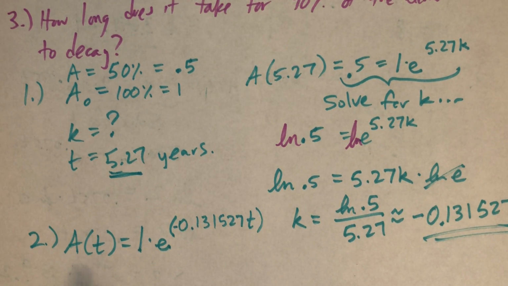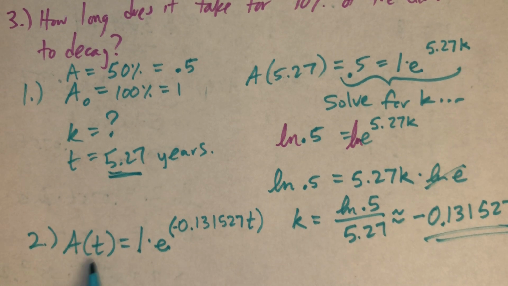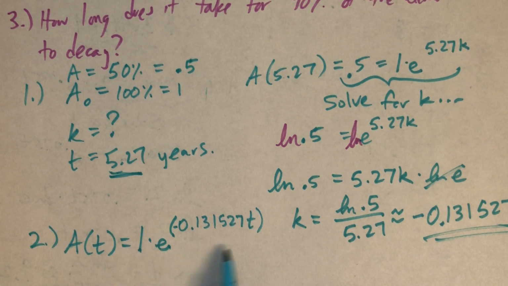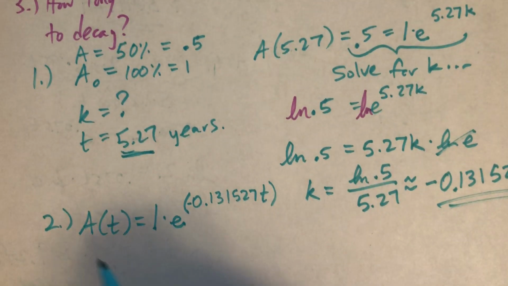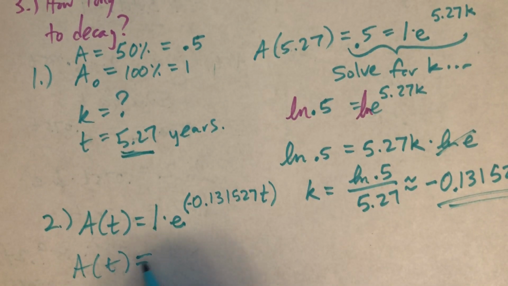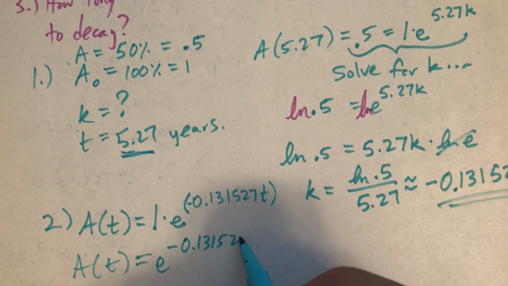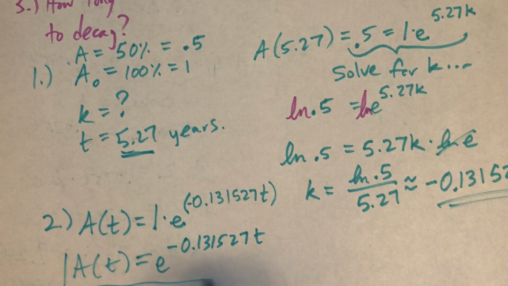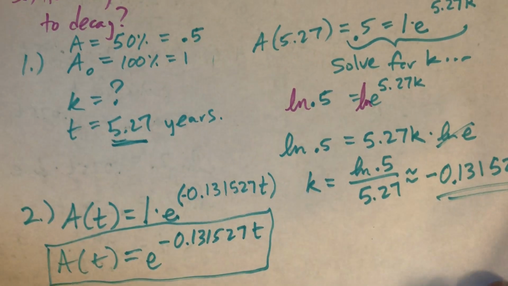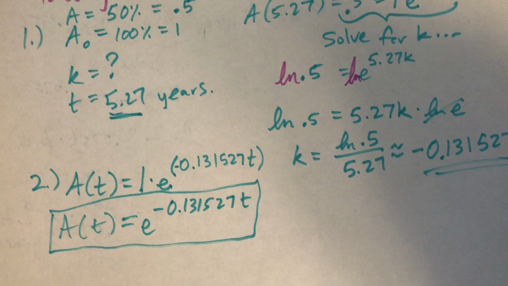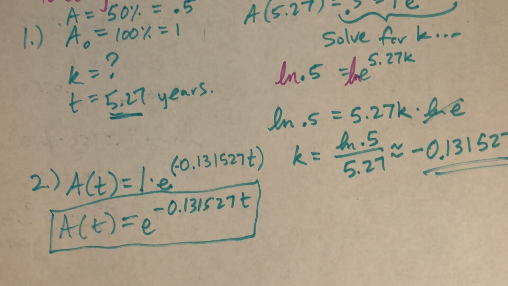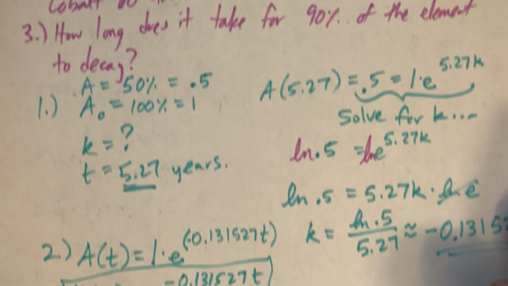So after t years, this is the percentage of cobalt-90 that will remain. We could write this without the 1, and that might be more convenient for us. I don't know, I'll just do that. Okay, so there is our nice function that gives us the amount of cobalt-90 after any number of years. And we're going to use this for the third part.